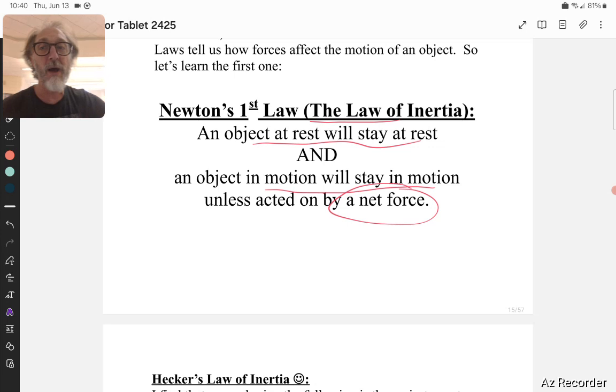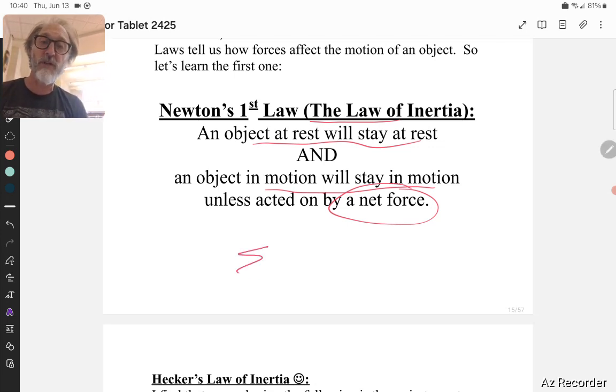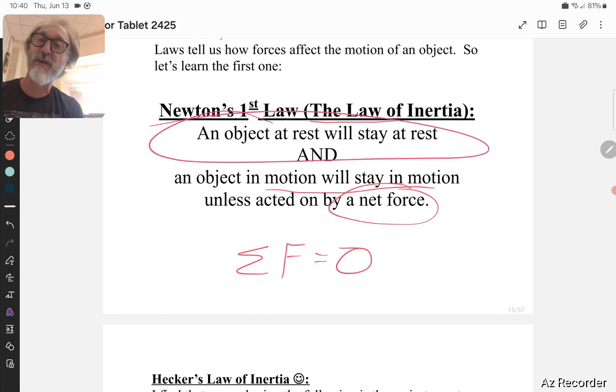So even though there's an outside force, there is still no net force. And so as a result, the object at rest stayed at rest. An object at rest will stay at rest, and an object in motion will stay in motion unless acted on by a net force. That's the way it should be stated in words.